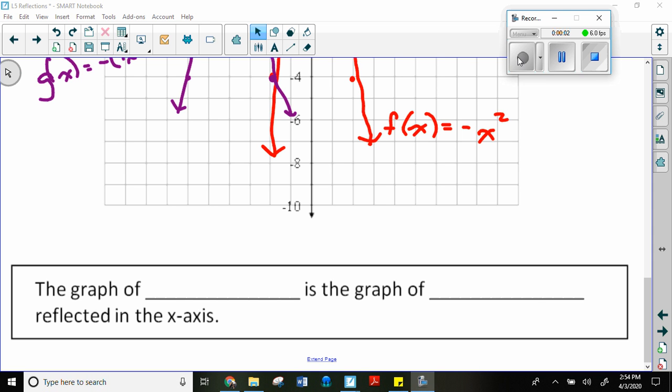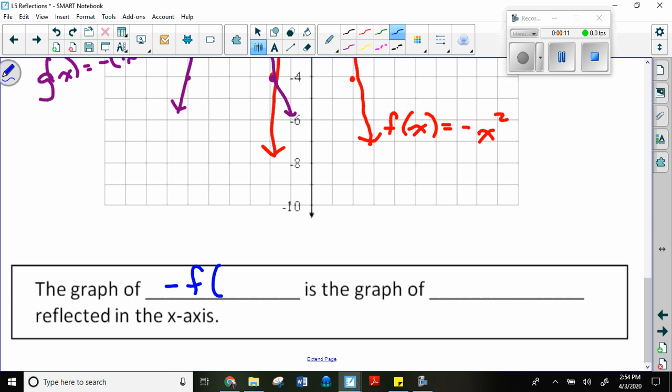So the graph of negative f of x is the graph of f of x, whatever that original graph or parent function is, and it's been vertically reflected in the x-axis, upside down.